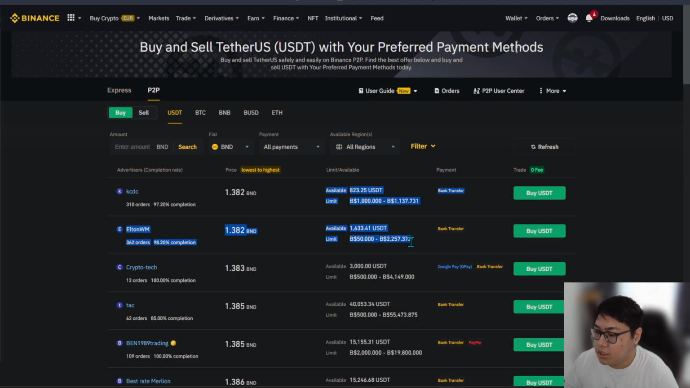And over here, this trade is going to vary from time to time depending on the US dollar, the US Tether to the Sing dollar itself. And after that, from there, I would say these are basically the things that you need to look out for.